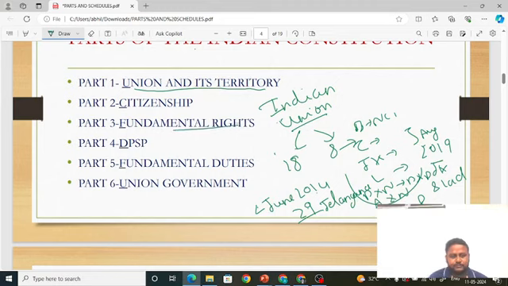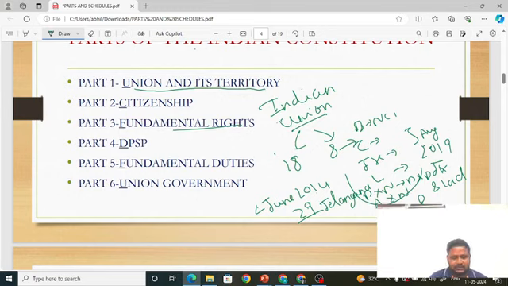Okay friends, next when it comes to part 4, part 4 talks about DPSPs. What does DPSP mean? DPSP means Directive Principles of State Policy. That is giving the directives to the state, what the state has to perform. What is a state and all these things we will explain when we talk about fundamental rights. Article 12 talks about the state and Article 36 also talks about the state. We will learn in detail when we go to fundamental rights and also DPSPs. This is DPSP, it is done.